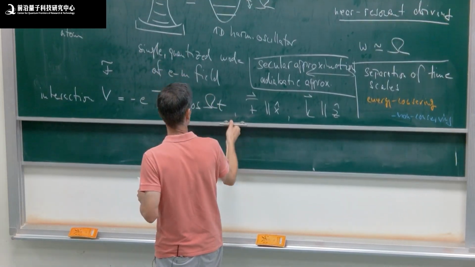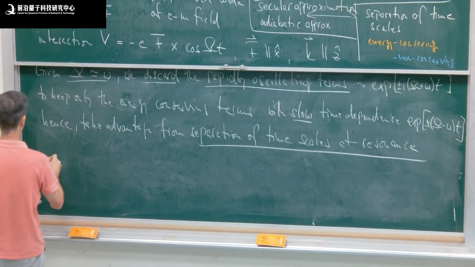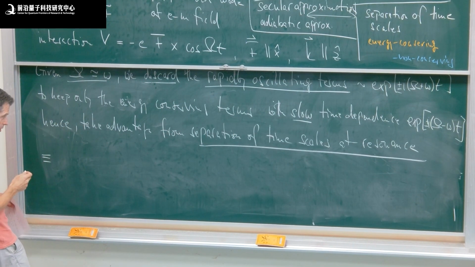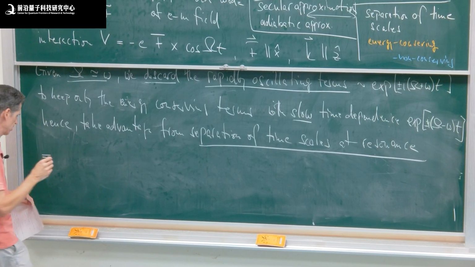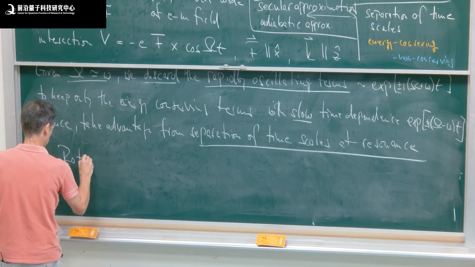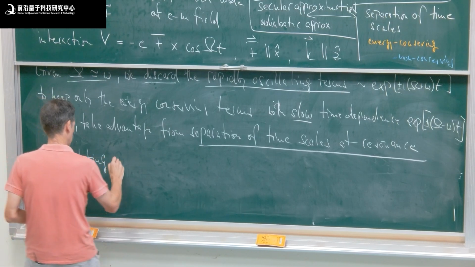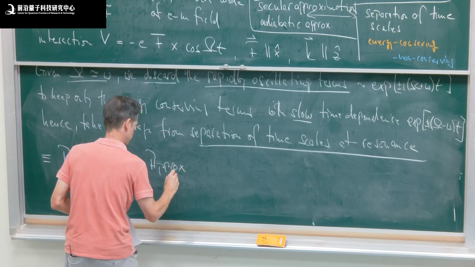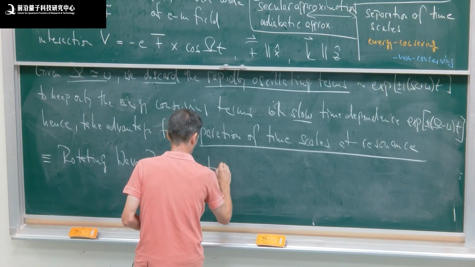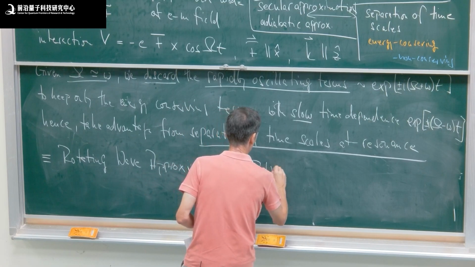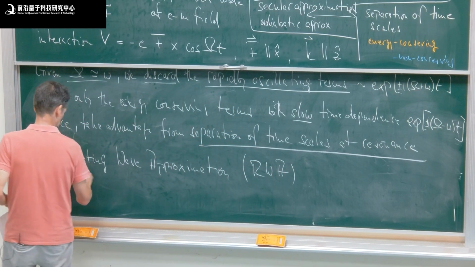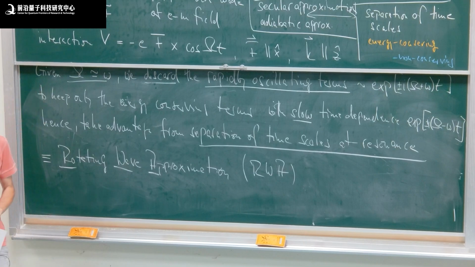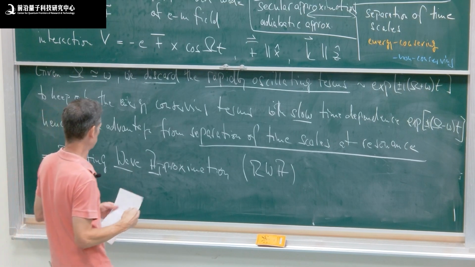And so this procedure, this neglect of the rapidly oscillating terms, is what in this context is called the rotating wave approximation, in the jargon also RWA. You find that from time to time in technical papers, where people just say, let's assume RWA, or we do an RWA, right? So that's what they mean.